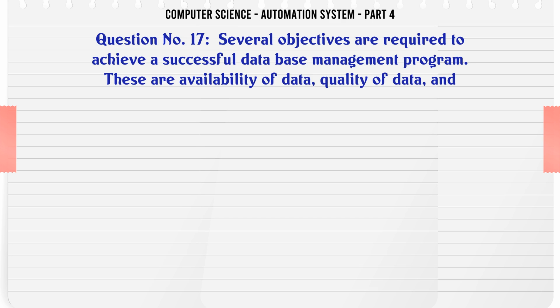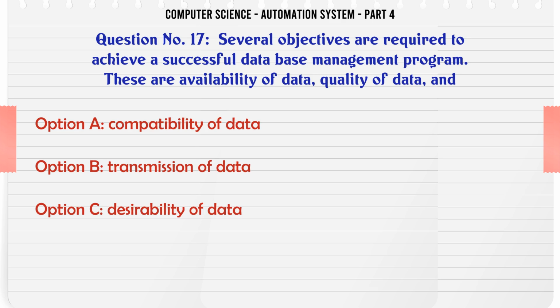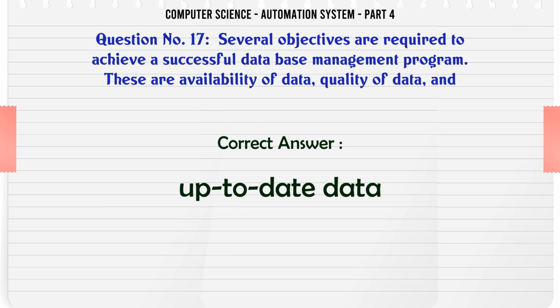Several objectives are required to achieve a successful database management program. These are availability of data, quality of data, and A. compatibility of data, B. transmission of data, C. desirability of data, D. up-to-date data. The correct answer is up-to-date data.